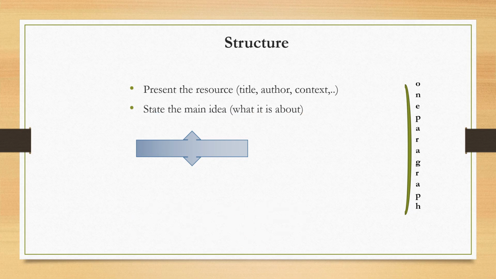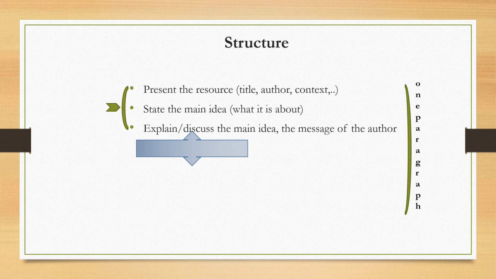You state the main idea of the work or the statement, and then explain and discuss the main idea or the message of the author. These three elements, until now, they make up a first part. Until now, you're being distant from your commentary. Until now, you didn't interfere. You just presented the work, stated the main idea, and explained, like dismantled the different aspects of this work.